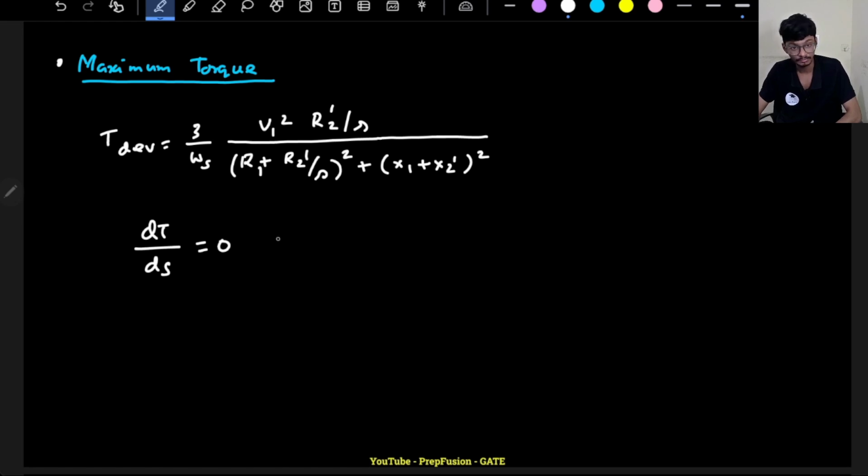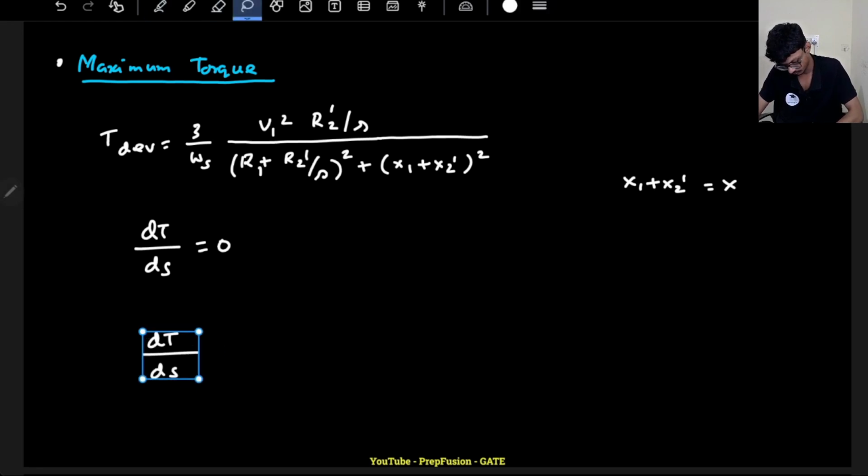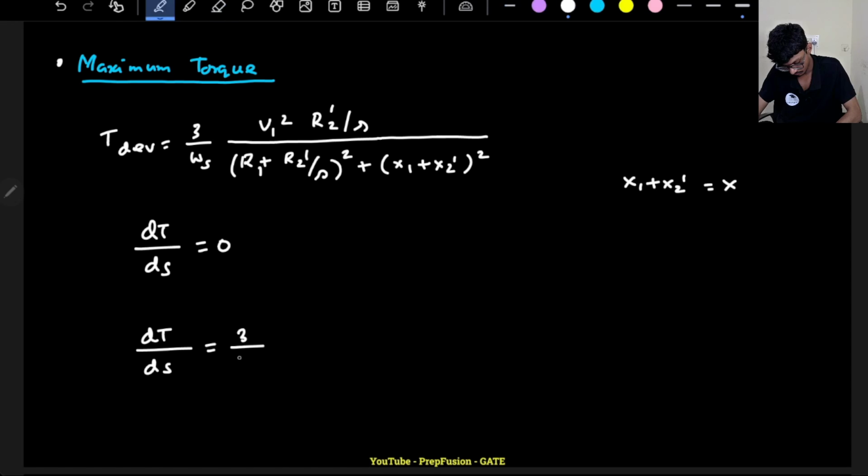For simplification purposes, I'm writing x1 plus x2 dash equal to x, because it is just a constant number. So if I differentiate, 3 by omega s is a constant number, so basically dT upon ds is equal to 3 by omega s. V1 also is a constant, R2 dash also is a constant, just s is not a constant.